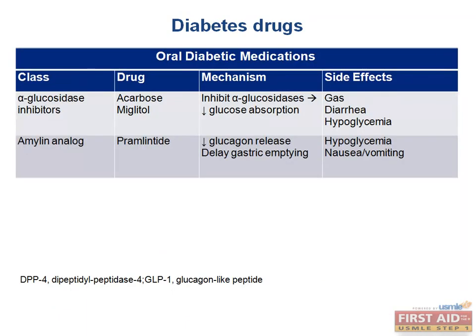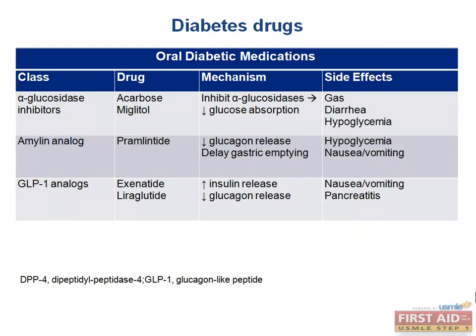The next drug I'll mention here is actually injected. Pramlintide is an analog of the protein amylin, which is normally secreted along with insulin by beta cells. The main function of pramlintide is to decrease glucagon secretion, and in this way it can delay gastric emptying. Its side effects include hypoglycemia, nausea, and diarrhea.